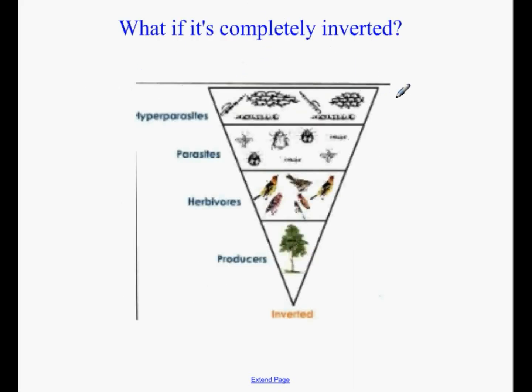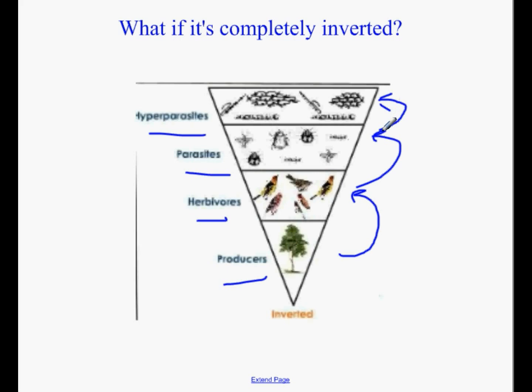Hey, what if it's completely inverted like this, right? Does this make sense? Well, once again, let's take a look and see, does it obey the energy, producers, herbivores, parasites? Ooh, that's interesting. Parasites and hyperparasites. Wow, that's really interesting. But little things could be carnivores too, right? Energy passes in the correct way, and we assume it goes 10%, 10%.